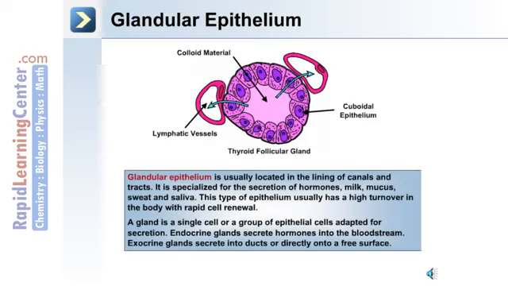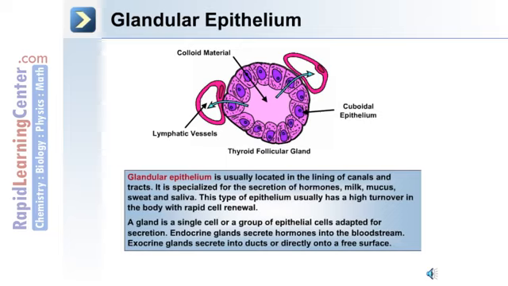Glandular epithelium. Glandular epithelium is usually located in the lining of canals and tracts. Shown here in the image is a thyroid follicular gland, made up of cuboidal epithelium and a colloid material in the middle. The substances produced in this thyroid follicular gland are secreted into the lymphatic vessels. Glandular epithelium is specialized for the secretion of hormones, milk, mucus, sweat, and saliva.